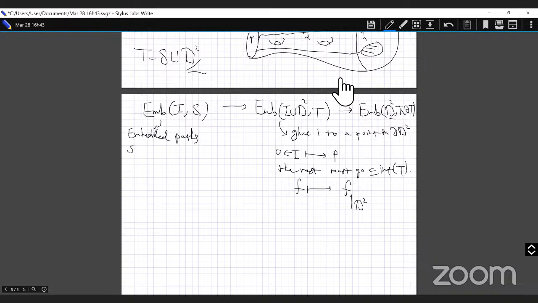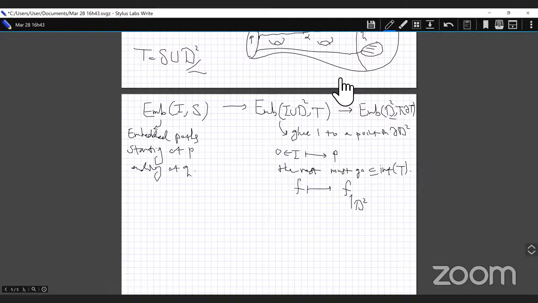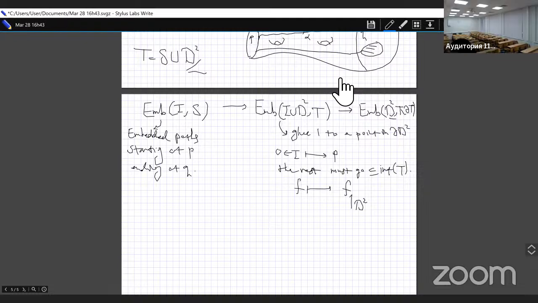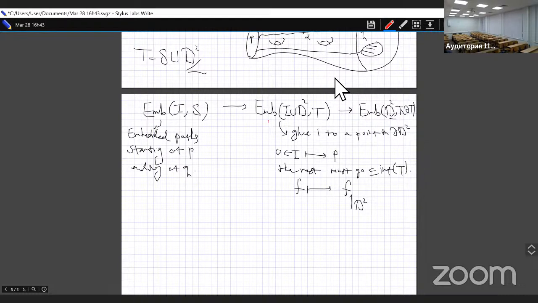Starting at P, ending at Q. So this is... Okay. And here's the thing. This one is contractible. Is it clear or no?